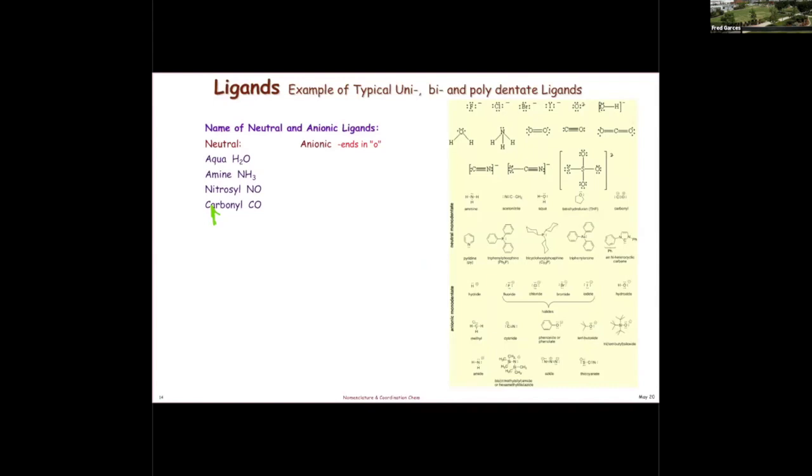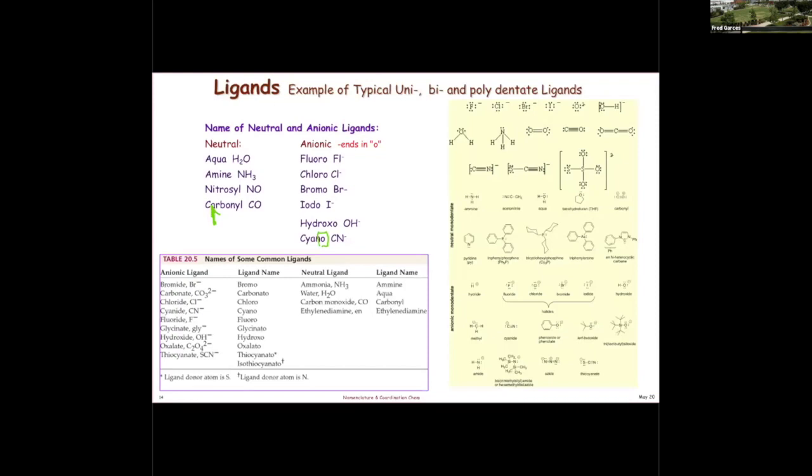Ammonia is not called ammonia, it's called amine. NO is nitrosyl. CO is not called carbon monoxide, it's called carbonyl. These are the names of the ligands. Any ligand that is charged, like fluorine with an extra electron, or the hydroxyl OH, or the cyano CN minus, always ends in an O suffix: fluoro, chloro, bromo, iodo, hydroxyl, cyano. So generally, you know it's an anionic ligand because the name ends in an O.